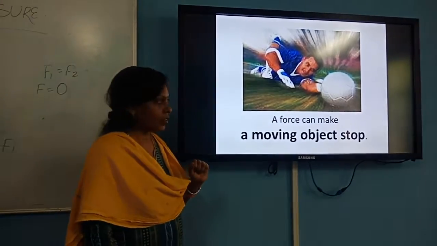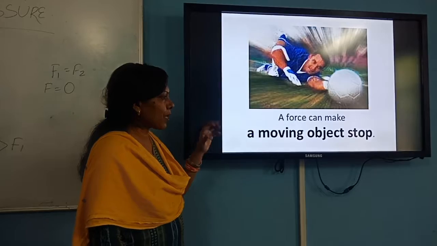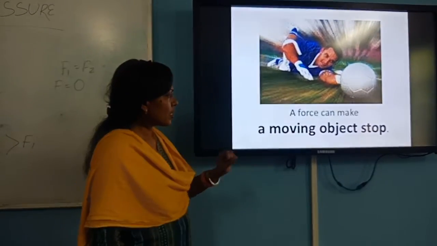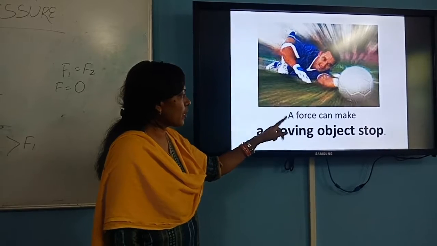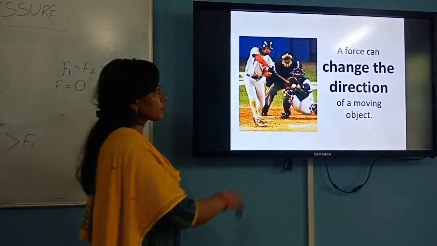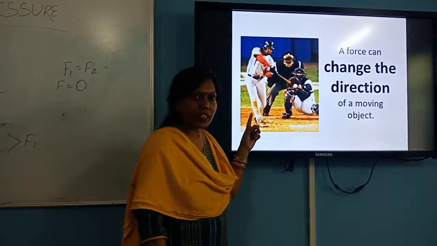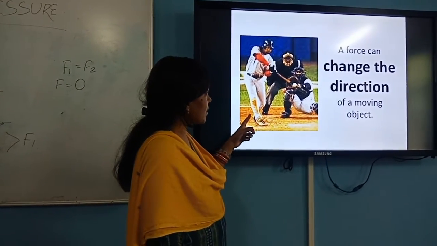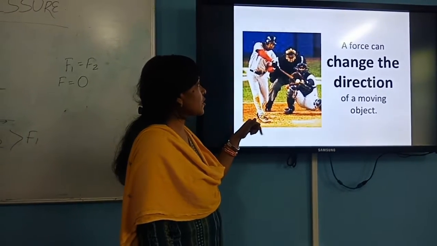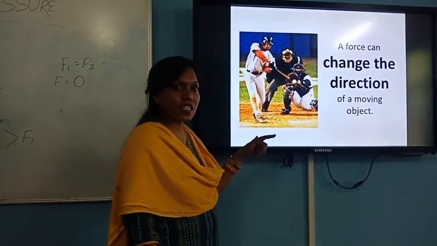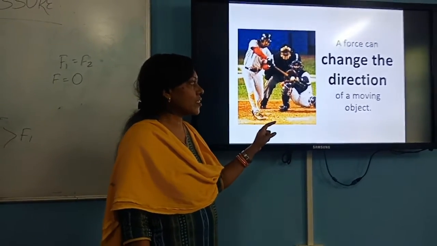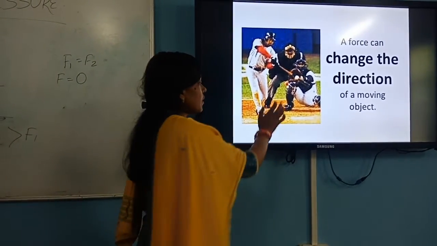A moving ball. When the player applies force to hold that moving ball, it stops the moving ball. So a force can make a moving object stop. Here the cricketer or batsman hits the ball, and the ball changes direction and also changes speed. So a force can change the direction and speed of a moving object.